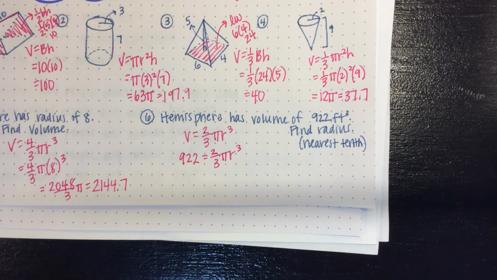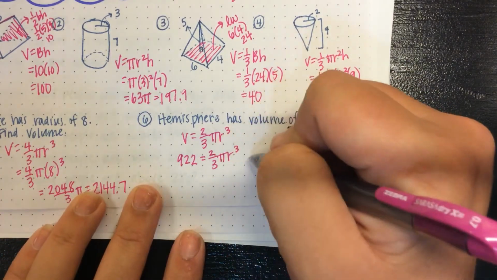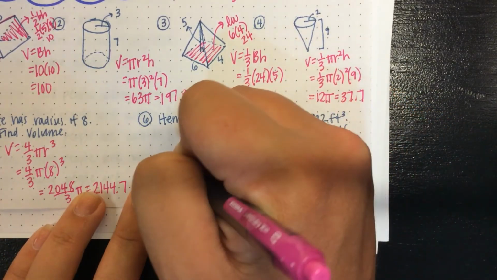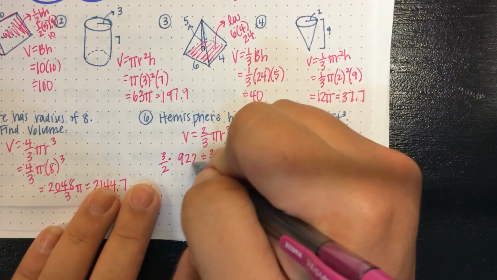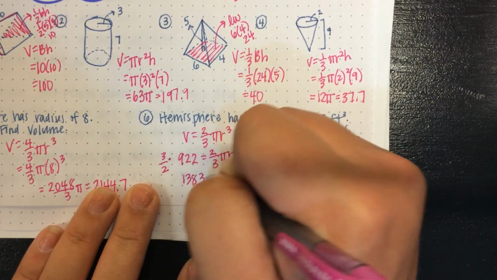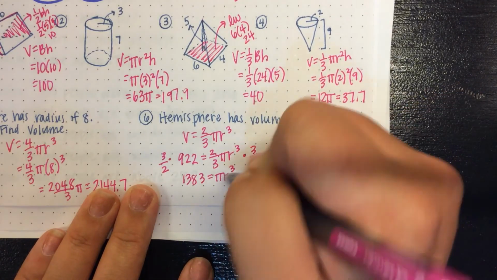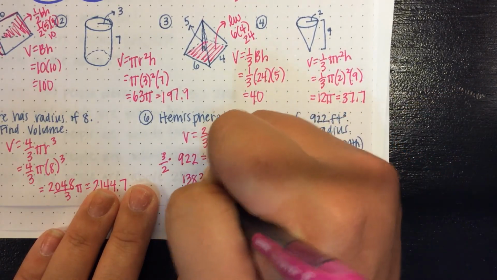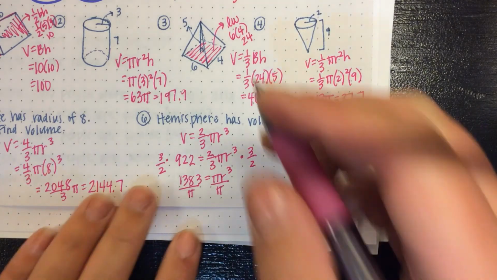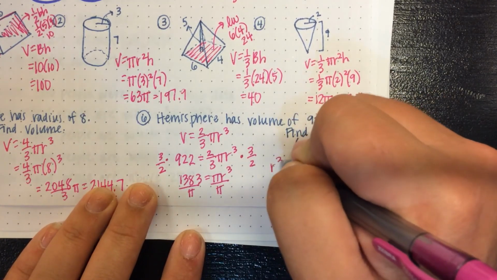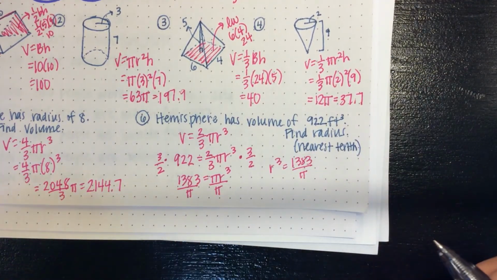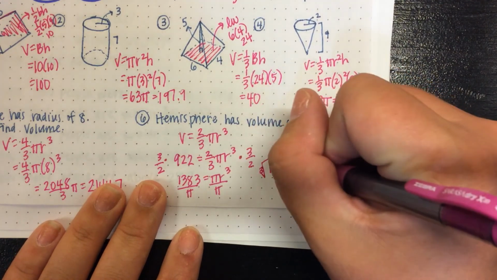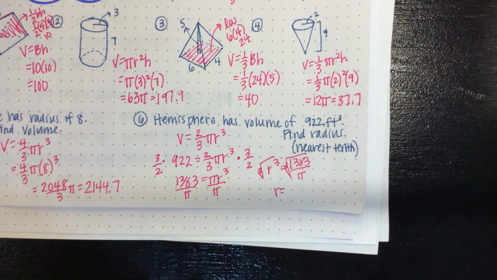So the first thing I'm going to do is get rid of that 2/3. To cancel out a fraction, you can multiply by the reciprocal. So I'm going to multiply both sides by the reciprocal. All right, and then that's going to give me 1383. I just typed it in the calculator. Okay, then I can get rid of pi. And I'm going to wait before I type that in the calculator. So I've got r cubed equals this 1383 over pi. To cancel out a cube, you take the cube root. So I'm going to take the cube root of both sides, and I want to round to the nearest tenth.